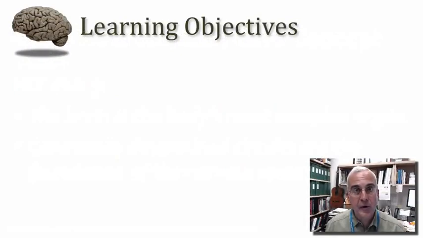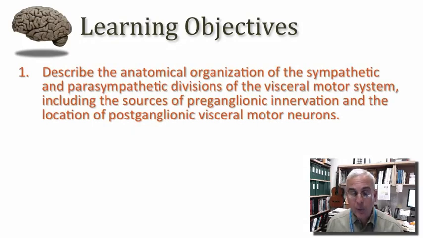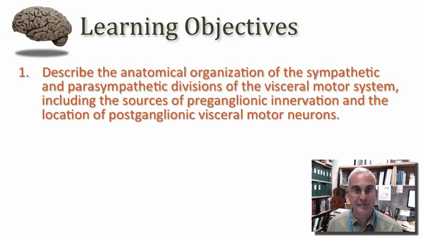Alright, so in this first part of our tutorial on the visceral motor system, I have three learning objectives for you. First, I want you to be able to describe the anatomical organization of the sympathetic and parasympathetic divisions of the visceral motor system, including the sources of preganglionic innervation and the location of the postganglionic visceral motor neurons. So, as this objective implies, there are important differences between these two major divisions of the visceral motor system that I want you to be able to have a discussion about, perhaps with a friend, even a family member who may be curious as to what you're learning in medical neuroscience.